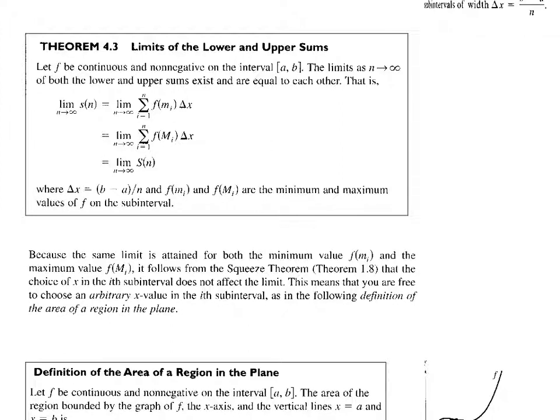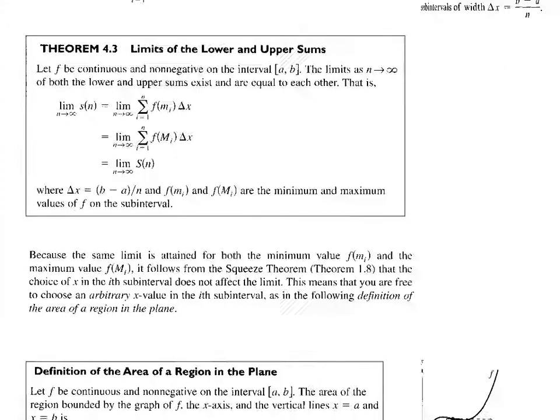But basically, you can pick any x value you want inside the interval. We don't have to use the max or the min. We could use the middle, or we could use the one that's 2/3 of the way between the max and the min, or whatever. We could use any arbitrary x value in the subinterval. And that allows us to get to this definition of the area of a region in the plane.